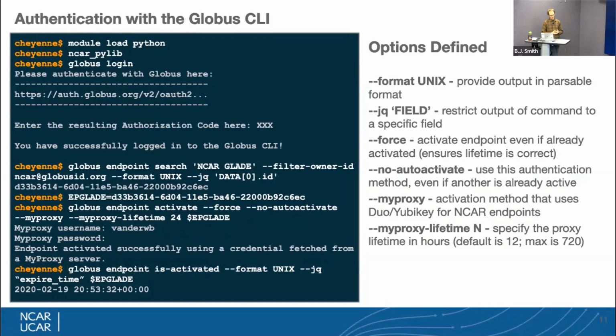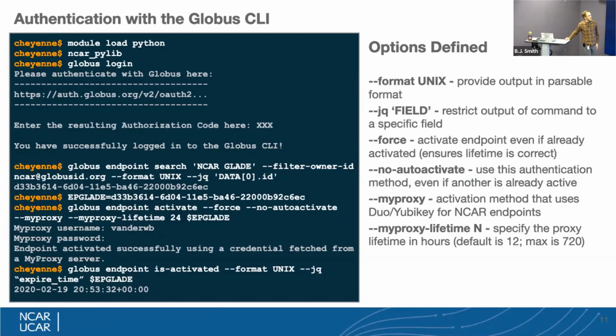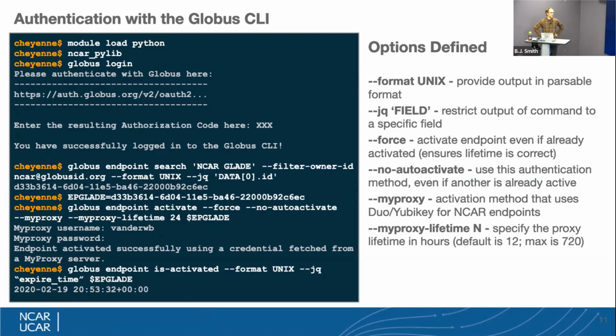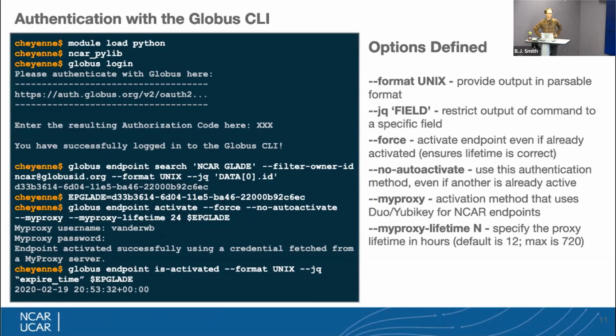So once I've logged into the web service, then I want to start interacting with endpoints. And here, I guess again, I can't point to it, but for the folks online, the next command is globus endpoint search. And that's my way to get the endpoint ID. So I'm searching by a string. In this case, I know it's NCAR Glade, so I'm searching for that. And that would pretty much give me what I want because there aren't other ones called NCAR Glade.